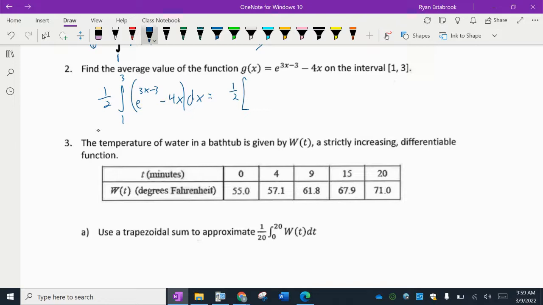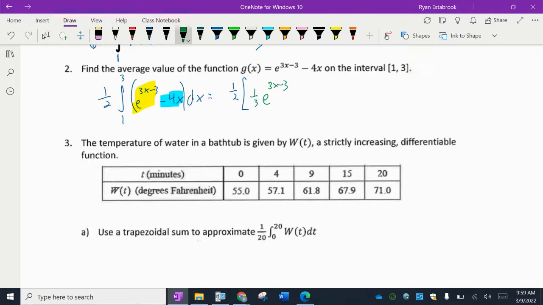integral of these two different parts, the e to the 3x minus 3 and the minus 4x. They're not multiplied by each other, so I'm not worried about any kind of product. I'm just going to take those integrals separately. What is the integral of e to the 3x minus 3? It's not exactly e to the 3x minus 3. That would be close. Is the derivative of this equal to the yellow? What do you have to multiply by?